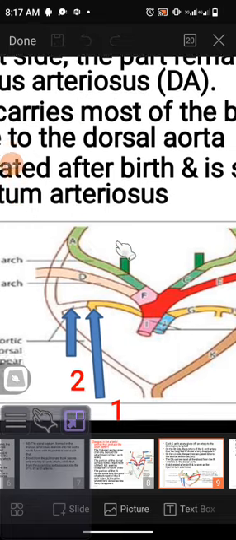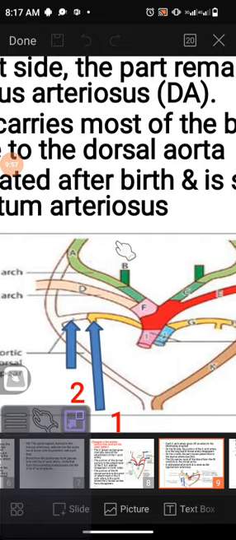At some point, as the changes are still occurring, what will happen? There will be a branching off from the sixth aortic arch. This is a branch of the sixth aortic arch going to the developing lung bud. So it's going to branch off here. And remember, this is the right side and this is the left side.